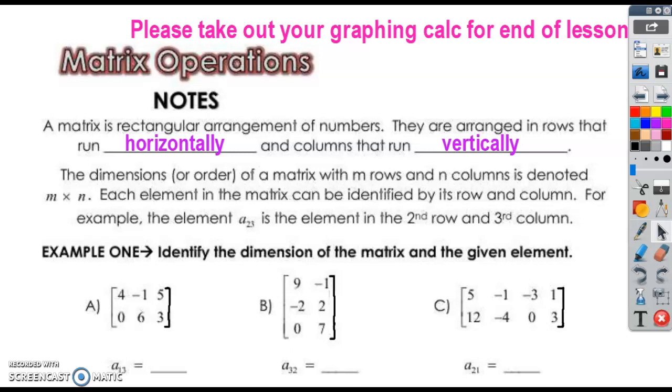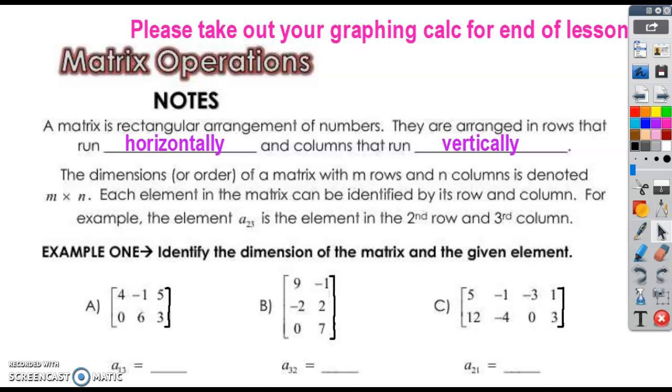A matrix is a rectangular arrangement of numbers. They are arranged in rows that run horizontally and columns that run vertically. The dimensions, or the order of a matrix, with m rows and n columns is denoted by m times n. Each element in the matrix can be identified by its row and its column. For example, the element A23 is the element in the second row.